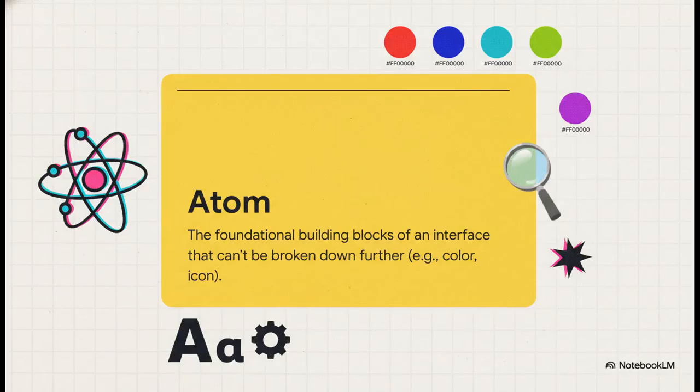Okay, so let's start at the very bottom with atoms. Think of these as the absolute fundamental building blocks of your interface. You can't break them down any further. We're talking about things like a specific brand color, font style, an icon. By themselves, they don't do much, right? They're kind of abstract. But they are the visual DNA of your entire system. If you get your atoms right, everything you build on top of them will inherit that consistency automatically.